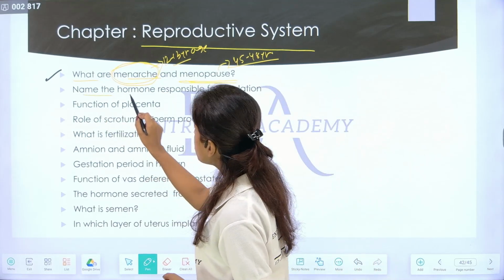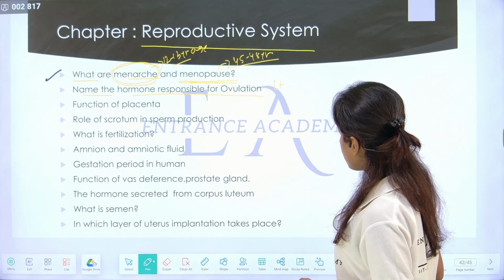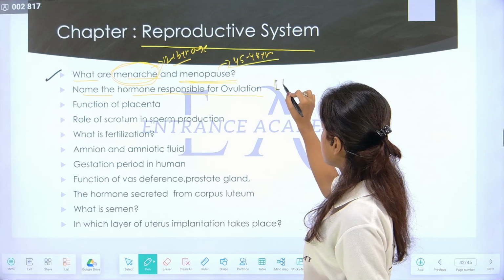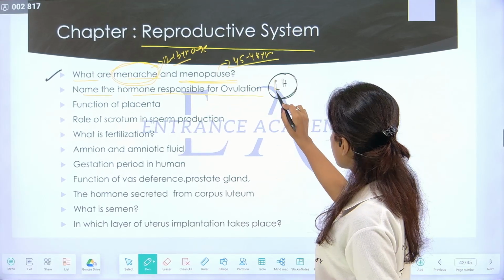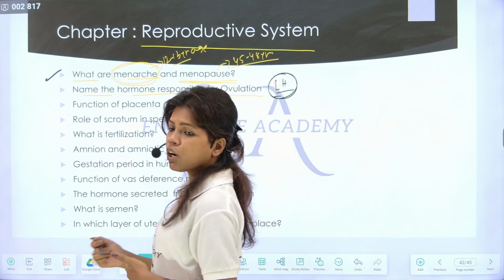Next, name the hormone responsible for ovulation. This is LH. LH hormone is secreted from the anterior pituitary lobe. It is responsible for ovulation. And on the 14th day of the menstrual cycle, ovulation will take place.